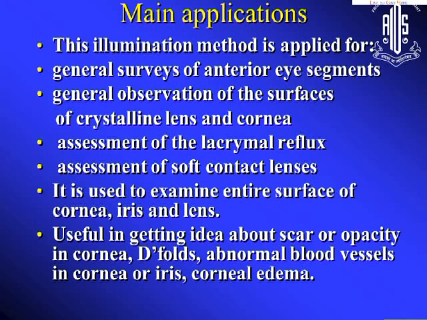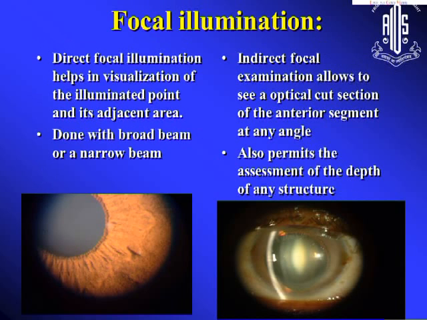The main application is a general survey of the anterior eye segment, general observation of the surface of the crystalline lens and cornea, assessment of the lacrimal reflex, and assessment of soft contact lenses. It is used to examine the entire surface of the cornea, iris and lens. It is useful in getting an idea about scar, opacity in the cornea, defects, abnormal blood vessels in the cornea, iris and corneal edema. But this will not give you a complete examination. It will give you some idea. I have written scar and opacity, but if it is a very minute opacity, with this you will miss it completely. So you have to use the other methods.